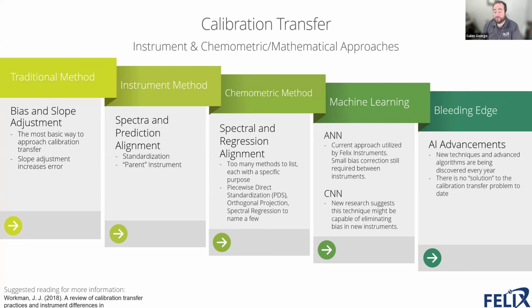The next most common way, as a mathematical approach, is to actually perform some of those chemometric methods that we discussed, I believe, two sessions ago. There are too many of these methods to list, and each of them serves a specific purpose. Methods like piecewise direct standardization, orthogonal projection, and spectral regression are all meant to help minimize those differences in spectra, but they are also typically derived from research that is looking at a specific problem.